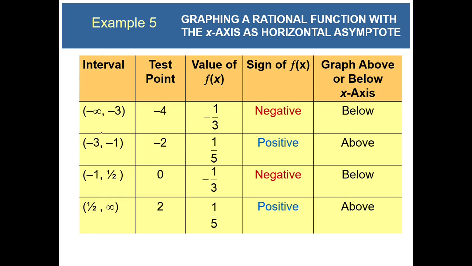Here's step 6. From negative infinity to negative 3, I select the test point negative 4, plug it into the function f of x, and we get negative 1/3, which is negative. That implies it's below the x-axis. From negative 3 to negative 1, I pick negative 2, and I get 1/5 as the outcome. Since this is positive, it's going to be above the x-axis. From negative 1 to 1/2, I pick 0, an easy value to test. We get negative 1/3. Since it's negative, it's below the x-axis. From 1/2 to infinity, I pick the test point 2, and f of x gives us 1/5. Since this is positive, it is above the x-axis.